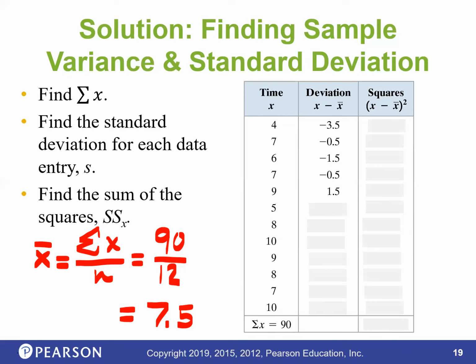Okay, let's check our answers. Here's what I got. Trivia question: if I were to add up my deviation column, what would the answer be? You get 0. Deviation column, you get 0. Do we need to calculate that? Heck no. Okay, square them. Let's go for it.